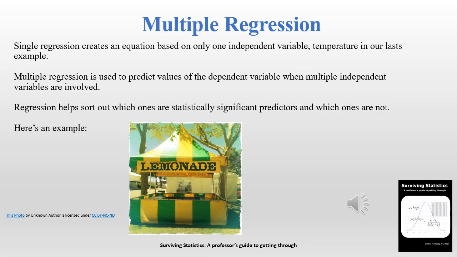The regression equation we just computed had only one independent variable. That was a single regression. Multiple regression is used to predict values of the dependent variable when we have multiple or potentially multiple independent variables involved. Now here's an example of how we run a multiple regression.